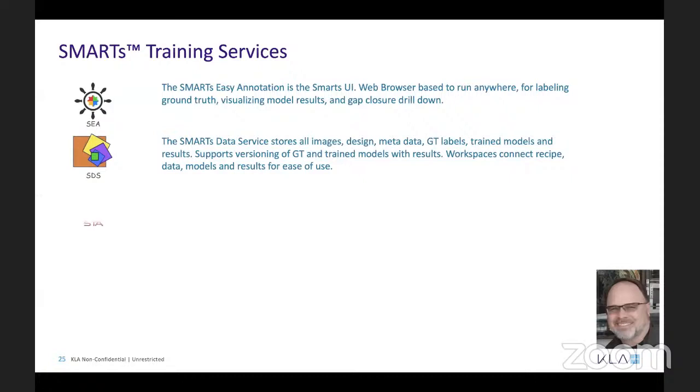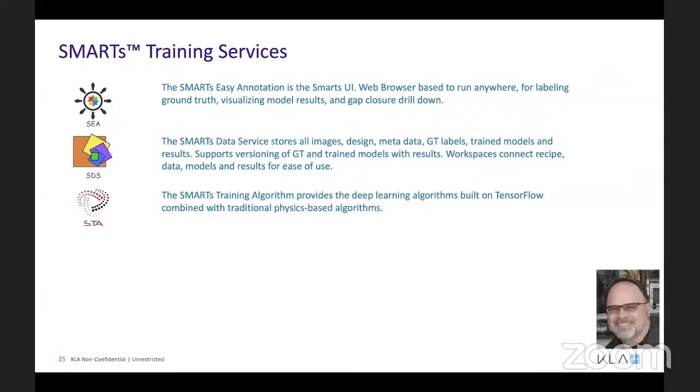Then we got the SMARTS training algorithm, where the TensorFlow framework is leveraged to build the models, these deep learning AI models. We also have some traditional physics-based algorithms. These would be algorithms based on the properties of our optical imaging or SEM imaging systems. So there's a combination of traditional image processing and model image processing that happens here. And as you can see, we talked about earlier, there's more than just TensorFlow needed here. TensorFlow is a key part of what we do.